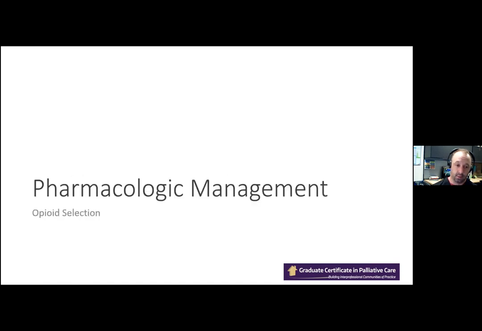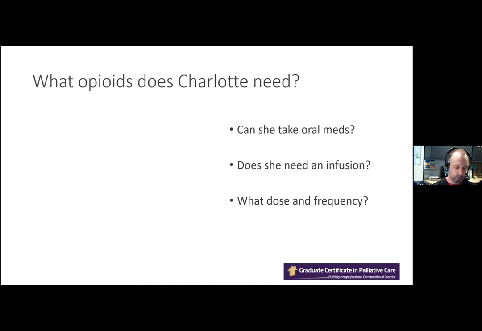So we'll start out with some pharmacologic management and look at opioid selection for her. A couple of things to be thinking about as we're starting opioids for a patient. Can the patient take oral medicines? Do they need an infusion? What's the dose and frequency?